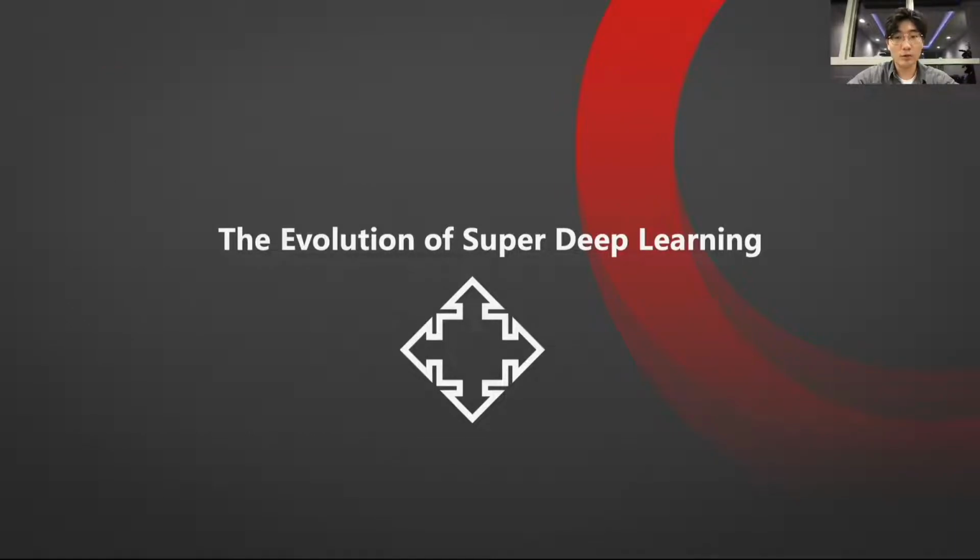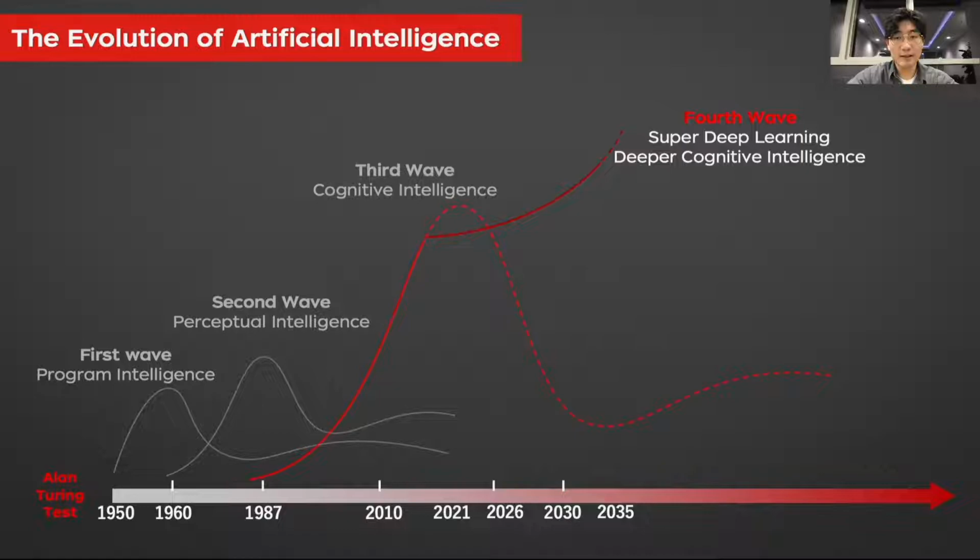First, the evolution of super deep learning. Taking the Alan Turing test as the birth point of AI, AI has grown through several waves since its birth. The first wave, which we call program intelligence, had AI systems mainly conducting programmed tasks, and its main form was the expert system. The expert system transforms the information input by humans into logical experience in the machine, and reasons out results by symbolic algorithms. The second wave is known as perceptual intelligence.